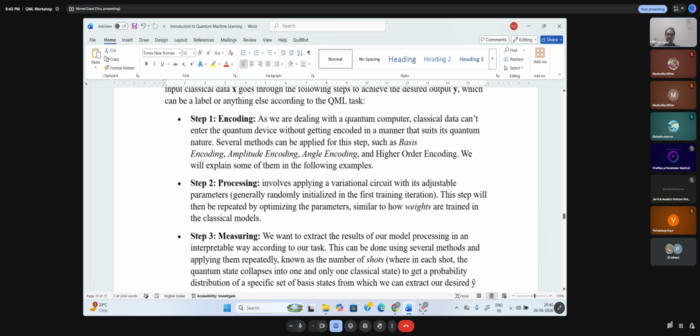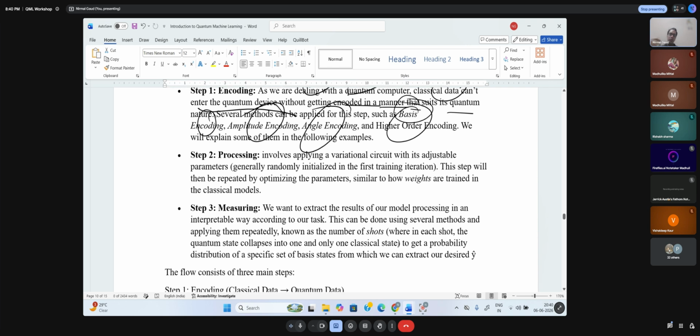Step number one, encoding. As we are dealing with a quantum computer, classical data cannot be processed on a quantum device. We need to encode it according to the quantum nature. Several methods are applied, for example basis encoding, amplitude encoding, angle encoding, and higher-order encoding. There are many methods, but we need to do encoding.